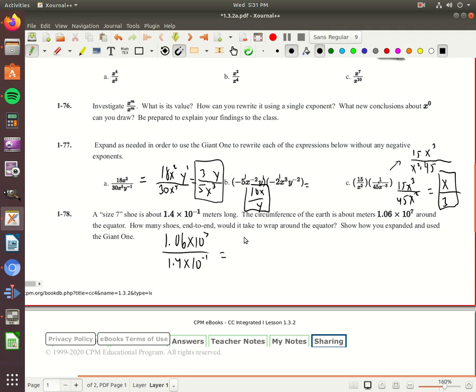So if I look at this, I get 1.06 times, I guess I will do it, 1, 2, 3, 4, 5, 6, 7 tens, right? This 1.4 is going to stay on bottom, but this 10 to the negative first is going to jump up like this. So now what I'll do is I'll simplify this by dividing.